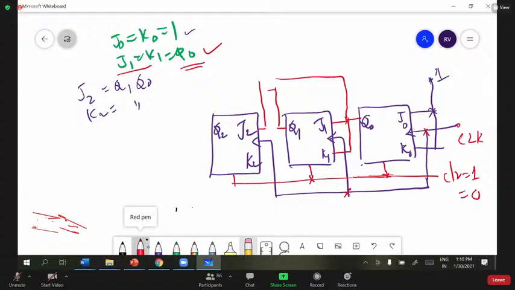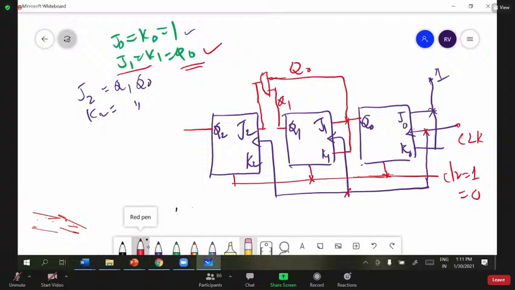I can use one AND gate here, and that will be connected properly. Okay, so use this and connect to the AND gate. So this is your Q1. This is your Q naught. So this is connected to the J2. Okay. So you leave this.